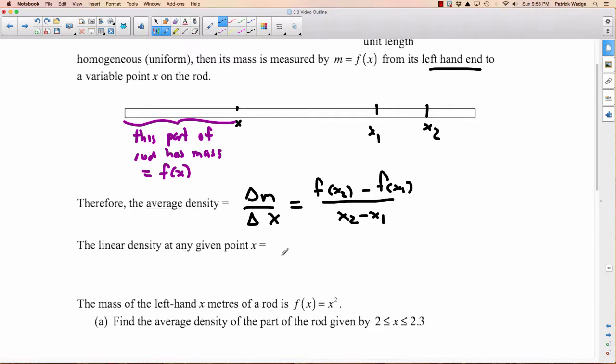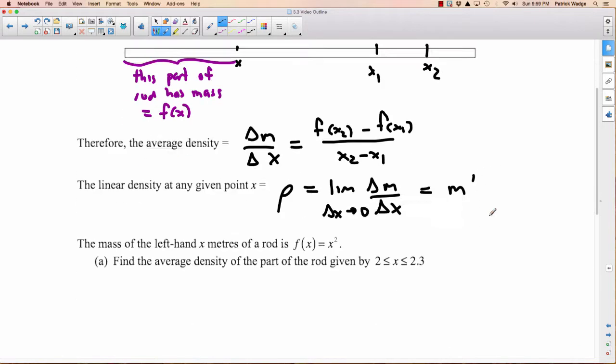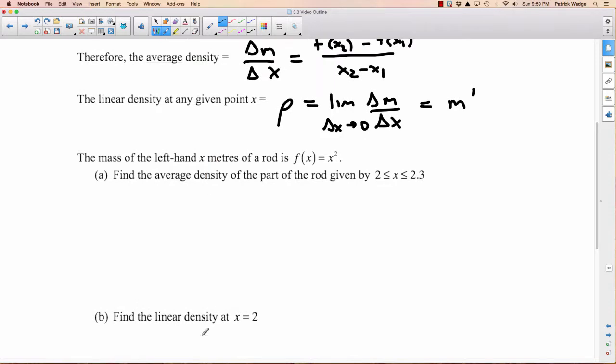If we want to know the density at any given point, this is like the instantaneous density, then we would say that rho is equal to the limit of change of m over change of x as change of x approaches 0, which means it would be equal to m prime, the derivative of m. So let's, for this question, find the average and the actual linear density.